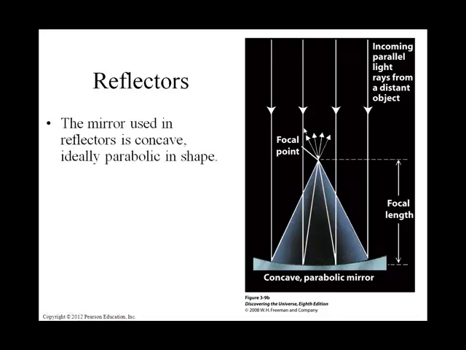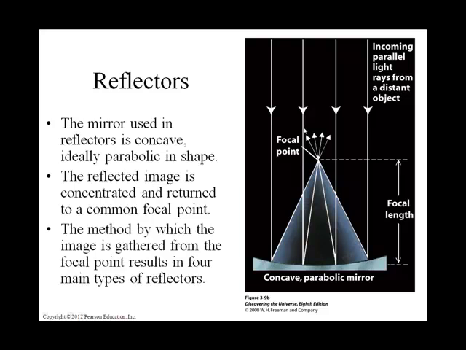So reflectors then use mirrors, and there are different types of reflectors, but what they have in common is they have a mirror that's supposed to be a parabolic shape right here, but a lot of times it's more like spherical. Okay, but if it's parabolic, then what happens is the light comes in, parallel lines, and it hits this concave parabolic shape, and then that light is brought back to a focal point. And the way we get the information from the focal point then is what makes different types of reflecting telescopes.